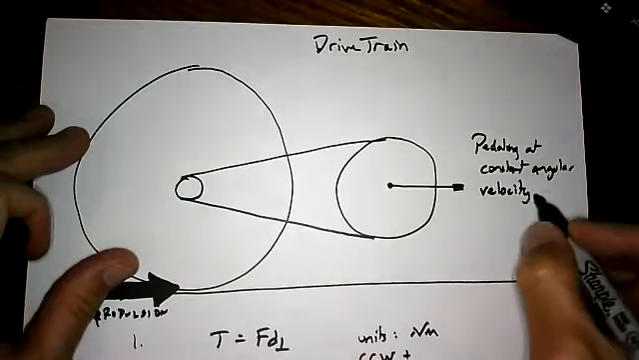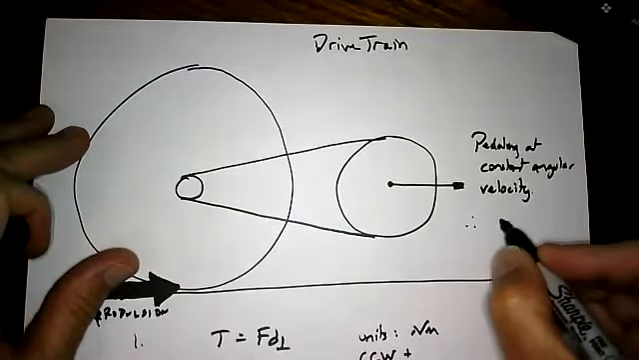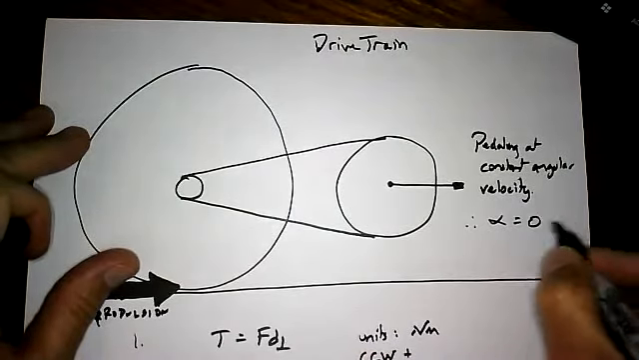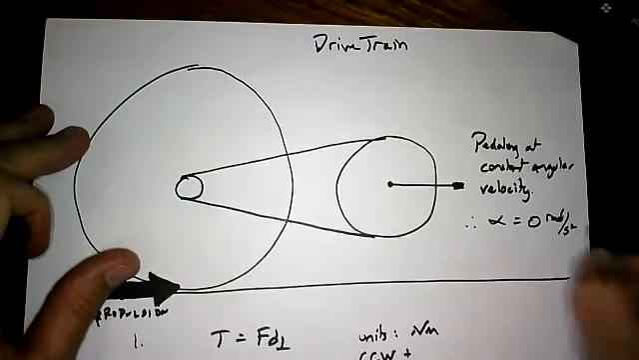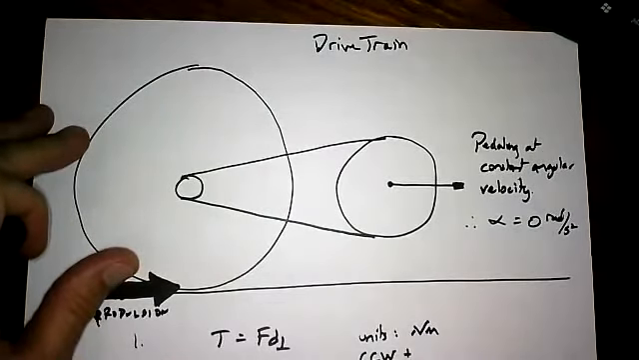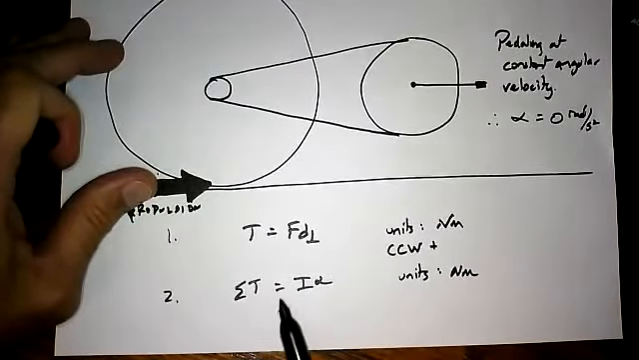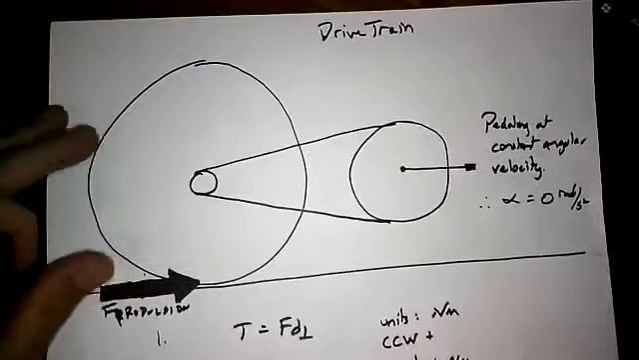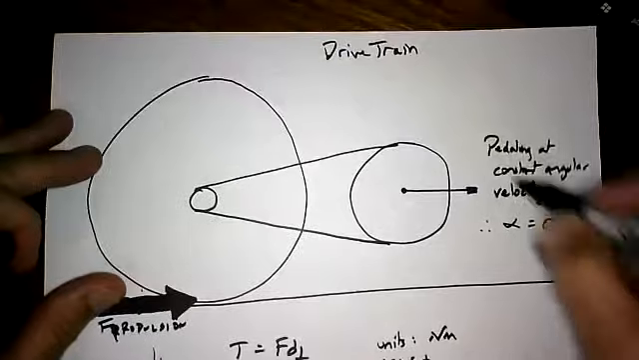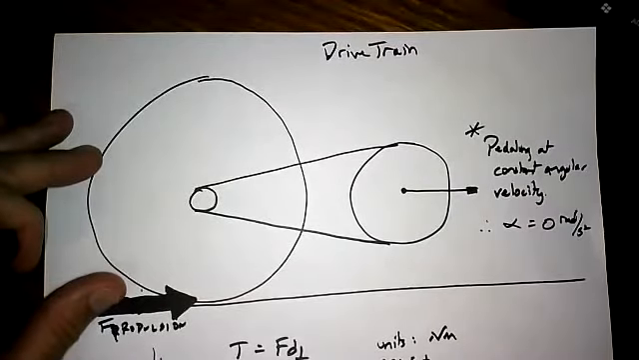Therefore, angular acceleration is 0 radians per second squared. That's nice because that's going to turn this part of the equation, the sum of torques equals I alpha, into 0. Okay, so angular acceleration is 0. This is important for the way that we're going to approach this.